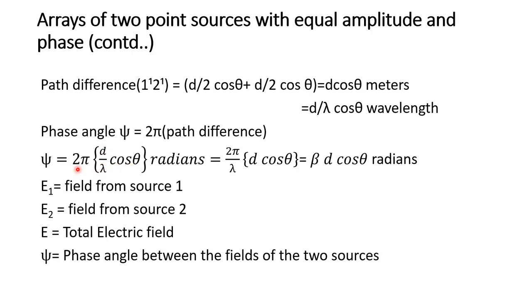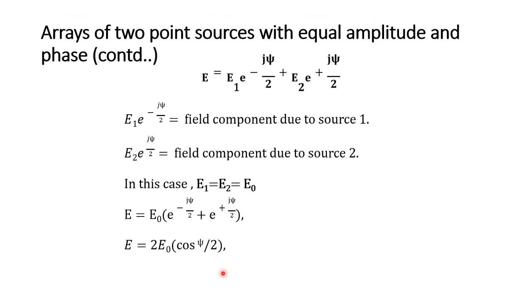We will take lambda out. So 2 pi by lambda d cos theta. We know that 2 pi by lambda, which is a phase constant represented by beta, so that is beta d cos theta radians. Let E1 be the field from source 1, E2 the field from source 2, and E the total electric field, and psi is the phase angle between the fields of the two sources measured at angle theta along the radius vector line.